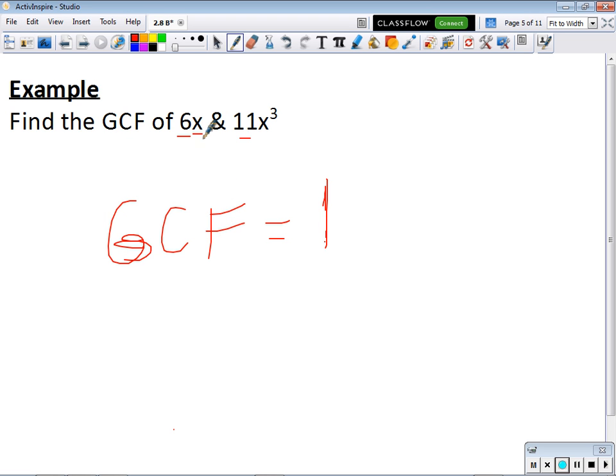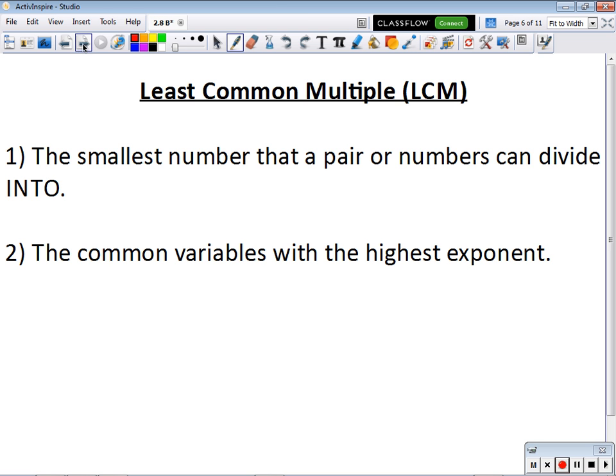And then if you're comparing variables, x to the first and x cubed, since this is the variable with the smaller exponent, we would say the GCF for that would be x. So the answer for this would just be 1x, or just x by itself. So that's just some different things with GCF. We're also going to look at least common multiple.